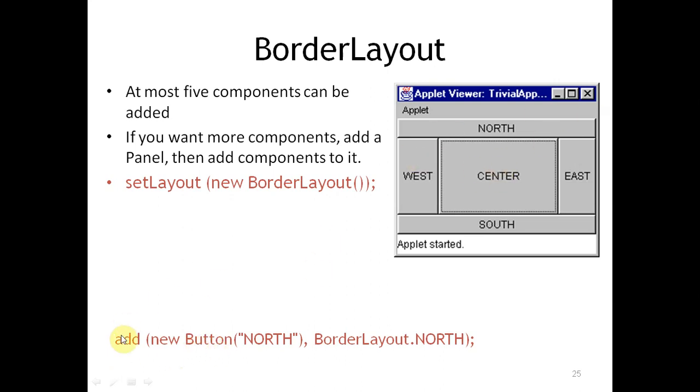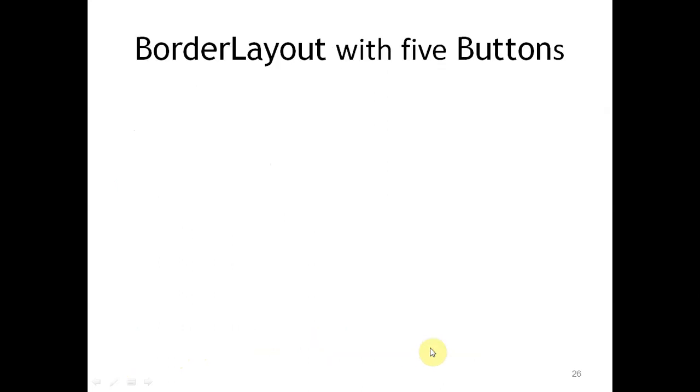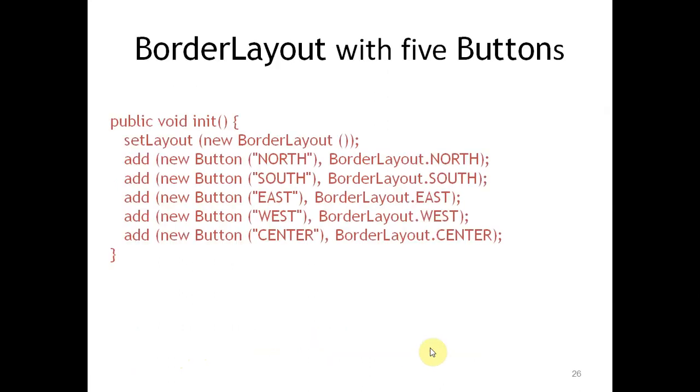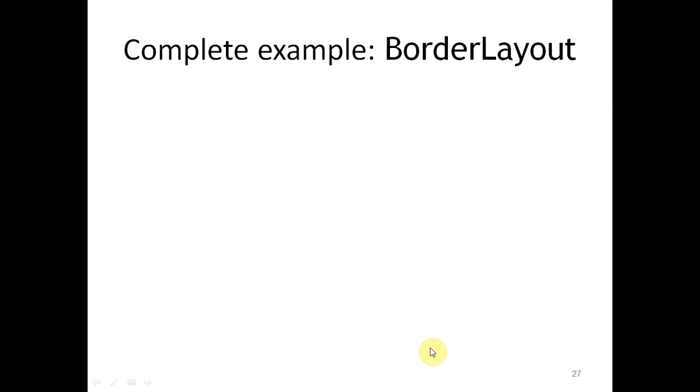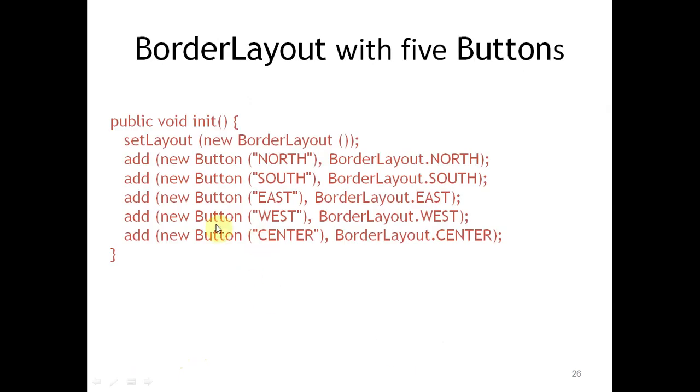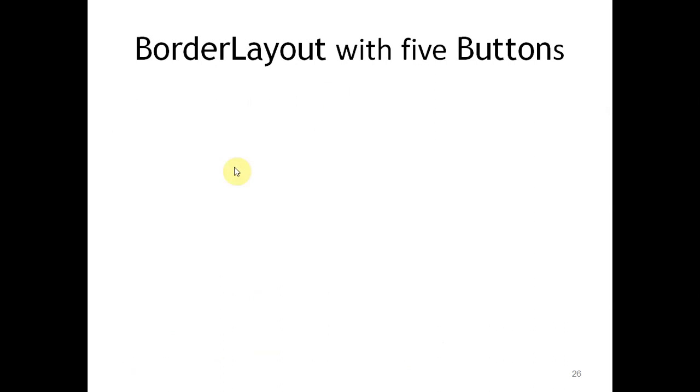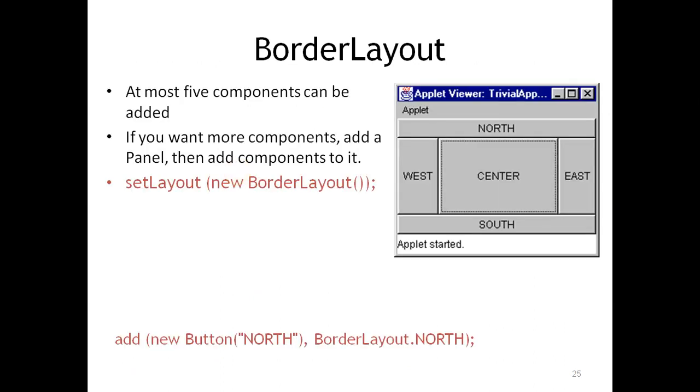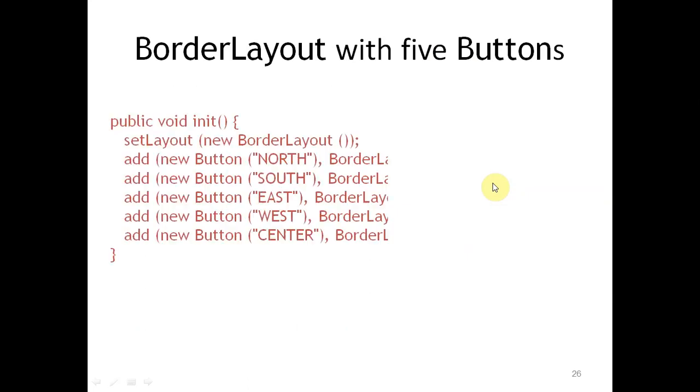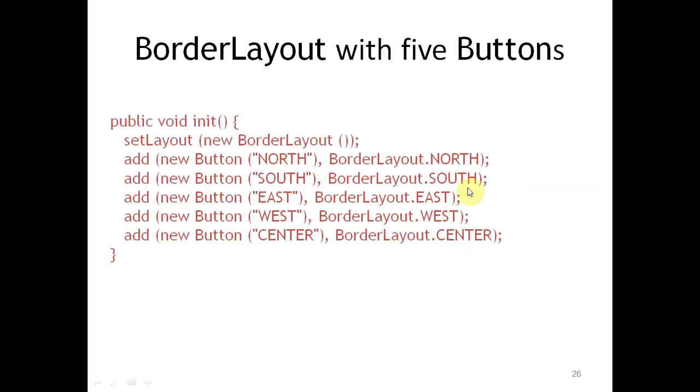We have 5 buttons. So add new button north, border layout north. Accordingly we have this program, and the output will be in the next slide. So this is the program whose output was in the previous slide. So this is the output. We have already given the output: north, south, west, east, and center. So you can see the program for this output.